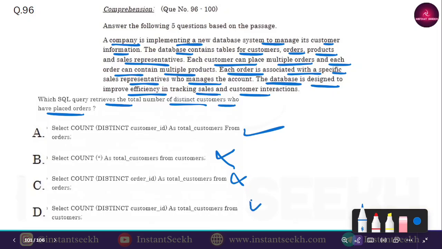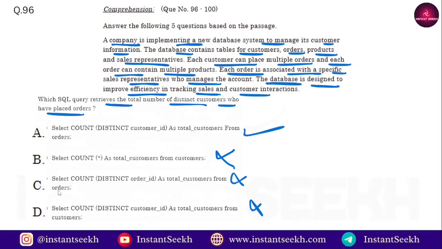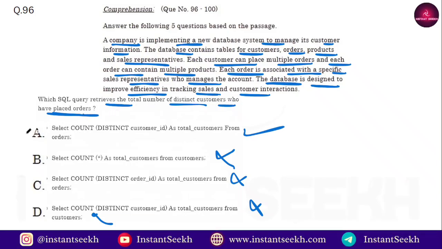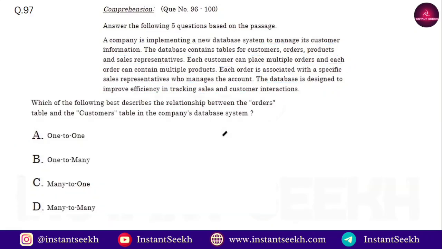Okay, so this last one is wrong, because we are asked who have placed orders, not from the customers, not distinct customers. We want the number of distinct customers who have placed the order. So your option A is your correct answer for this particular question. Okay, let's move on to the next.